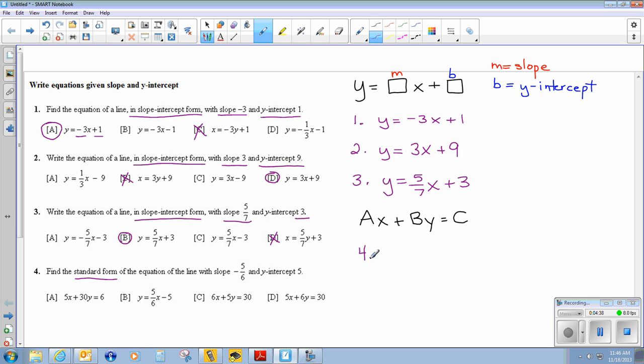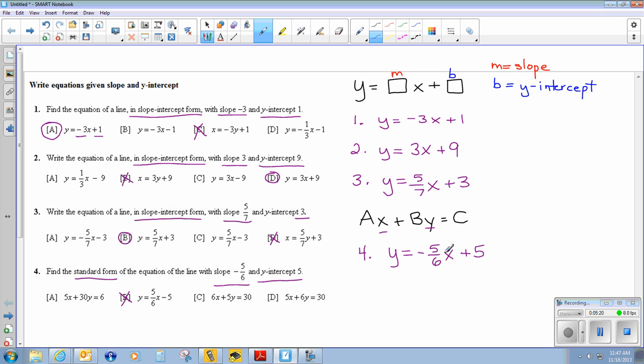So for number 4, let's start with slope-intercept form. I know that y equals, I can replace that for the m, so it will be -5/6 x. And then I have a y-intercept of 5, so plus 5. But now I want to get this into this format because I want it to be in standard form. So I could eliminate choice B because that is our slope-intercept form, but we want it to be in standard form. I know in standard form I have my x and my y on the same side of the equation.